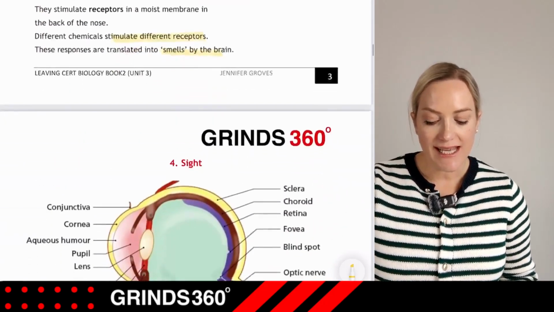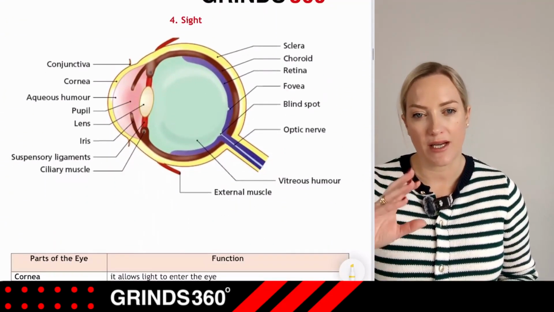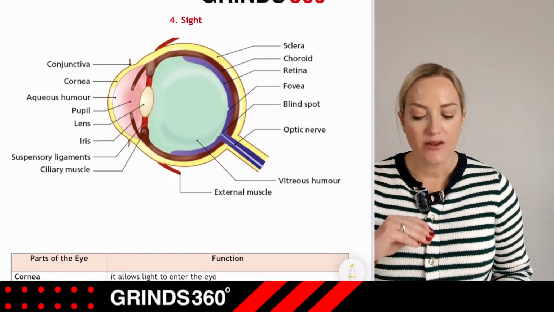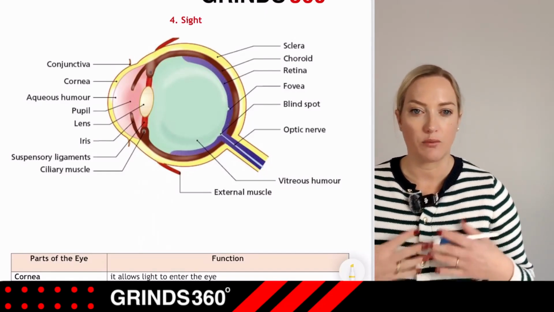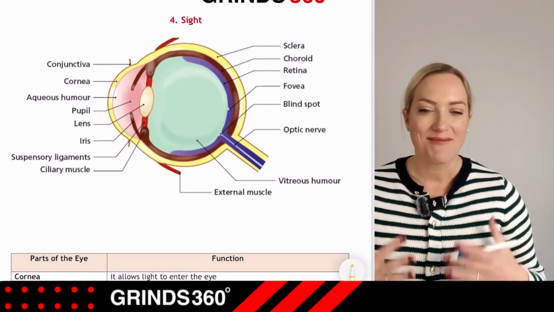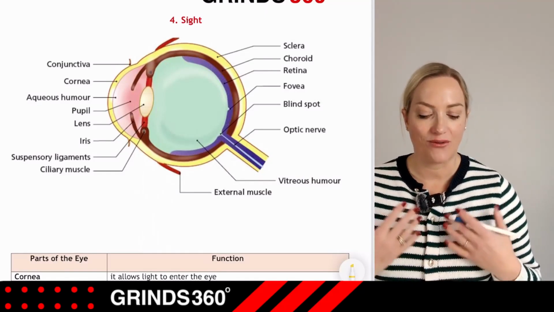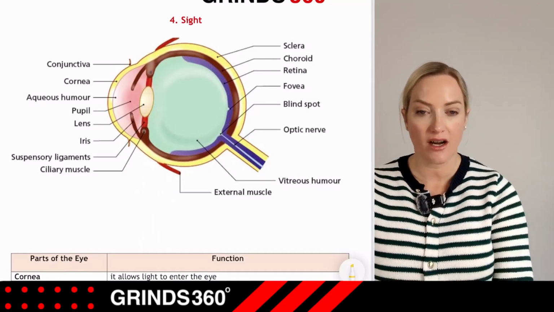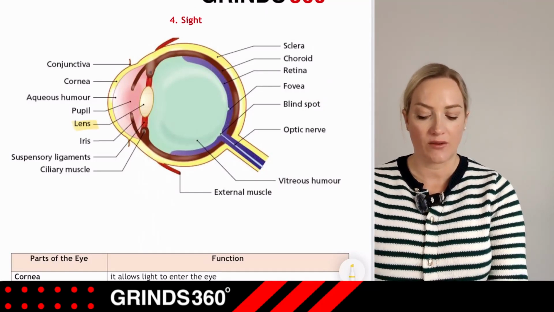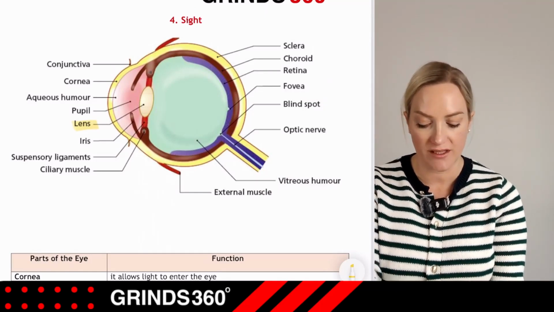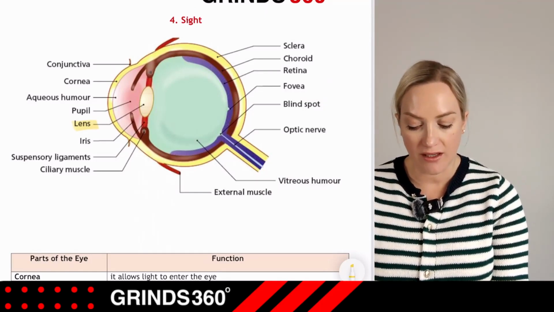Now, this brings us onto the eye. This brings us onto sight. You have to be able to label this diagram of the eye. Practice labeling the diagram of your eye. I'm going to start off first with your lens. Whether this is facing towards the left or towards the right, we'll start off here with our lens.